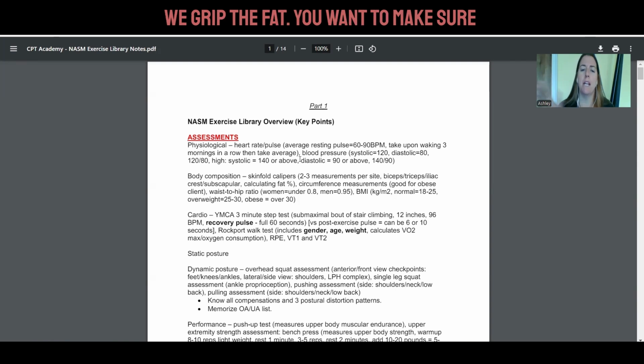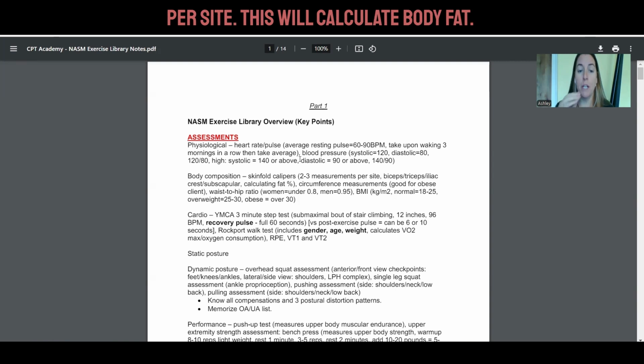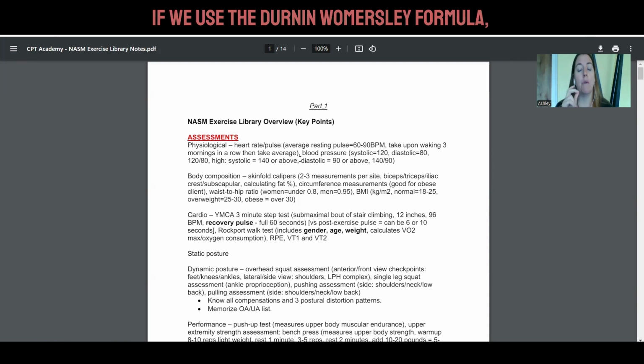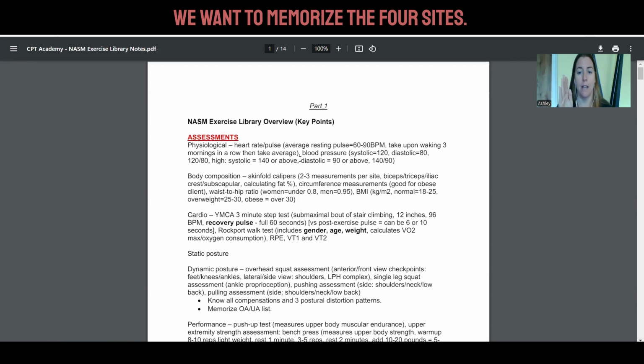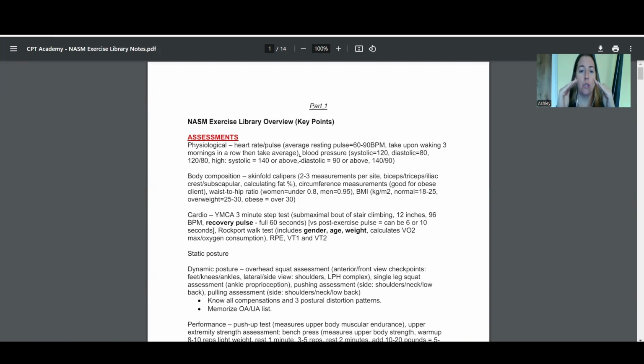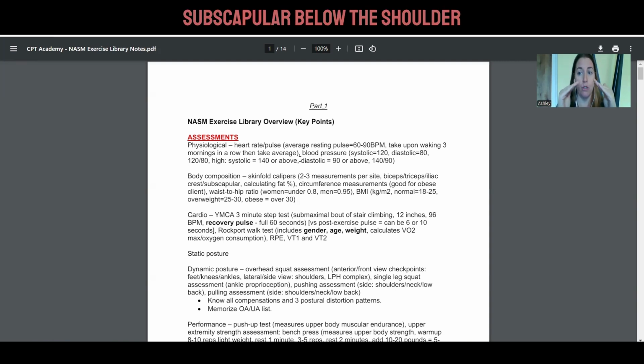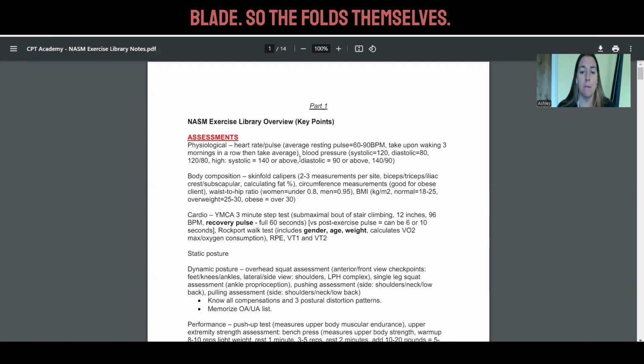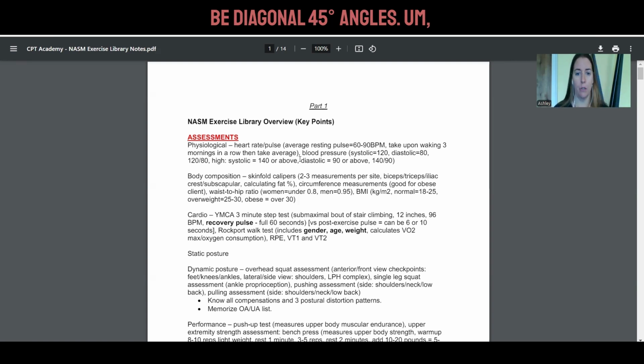You want to make sure you repeat it, so two, maybe three times per site. This will calculate body fat. If we use the Durnin-Womersley formula, we want to memorize the four sites: biceps, triceps, suprailiac, and subscapular, below the shoulder blade. The folds themselves, biceps and triceps, are vertical; iliac and subscapular are going to be diagonal, 45-degree angles.